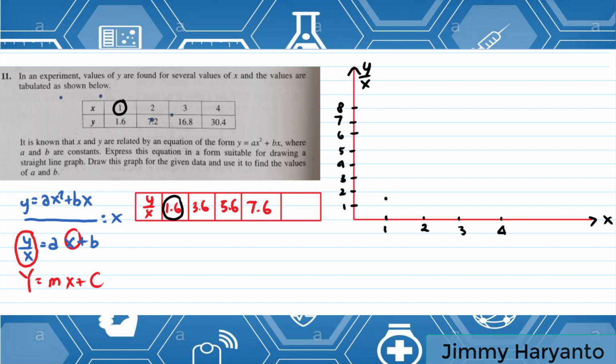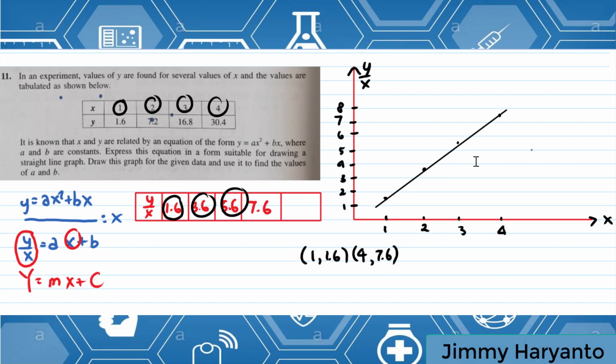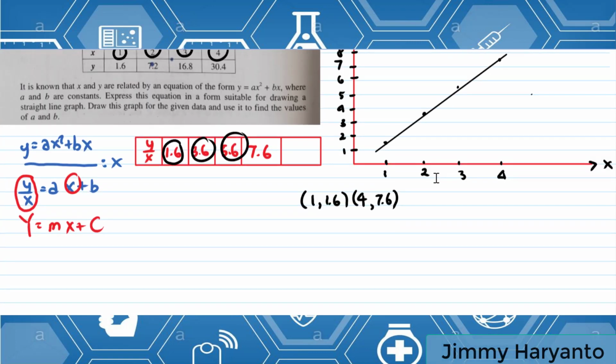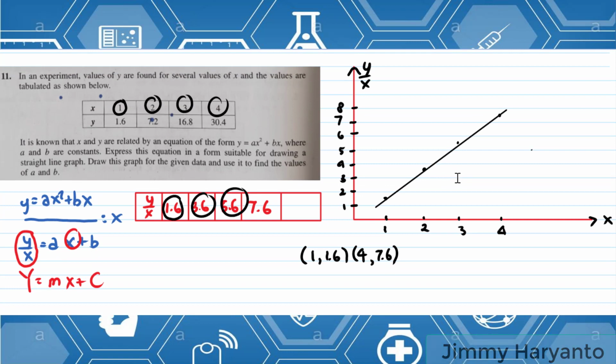1.6. So the points are 1,1.6, and then the second point is 2,3.6, the third one is 3,5.6, and then 4,7.6, and then we will have a straight line. There you go, it's the straight line, and then I will have to find the gradient as usual.